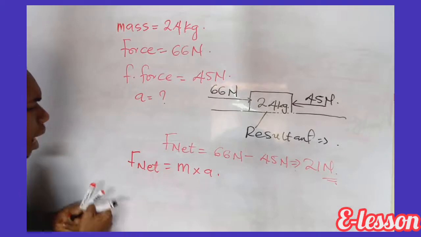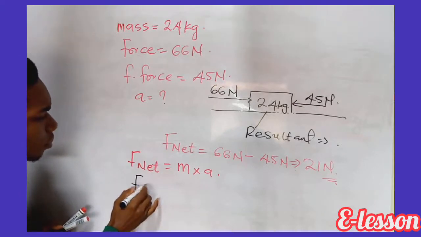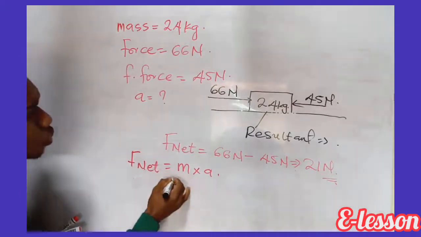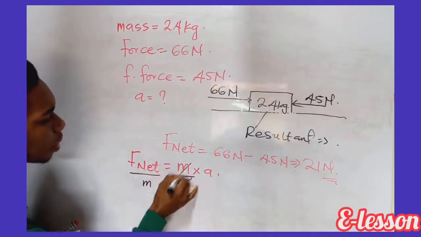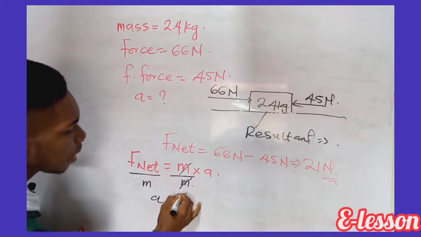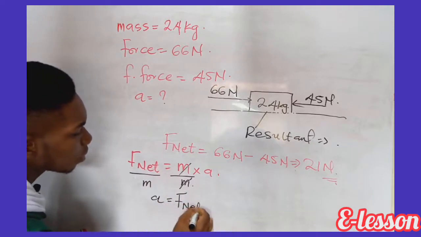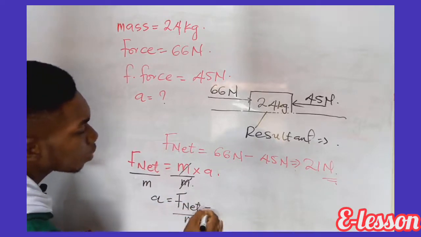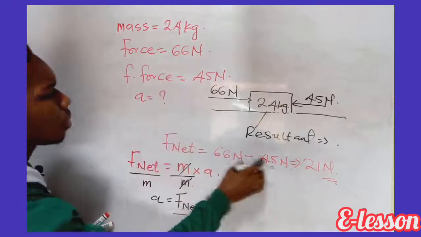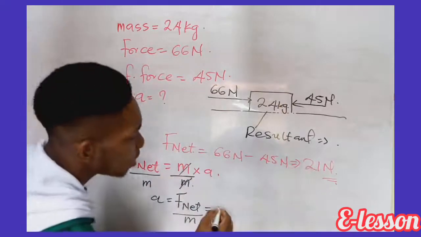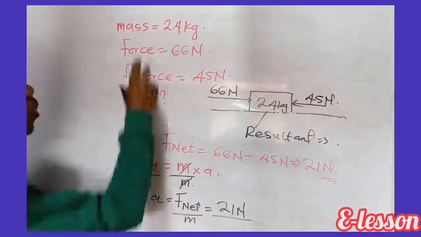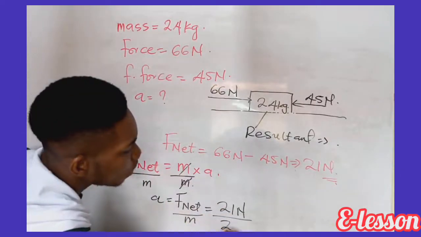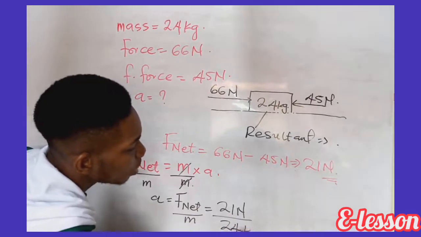Now, mass, to get acceleration, what do we do? Divide both sides by m. And our a is F net over m. What is the net force? The net force is 21 Newton. So we have 21 Newton divided by, what is the mass? The mass is 24 kg.